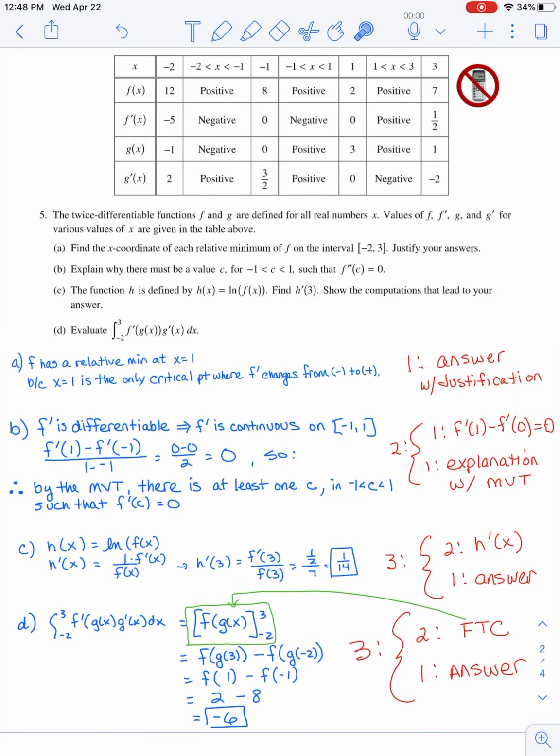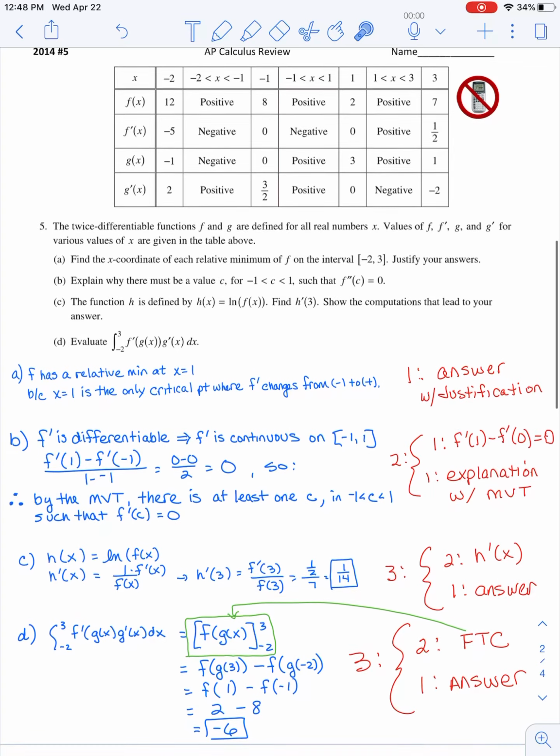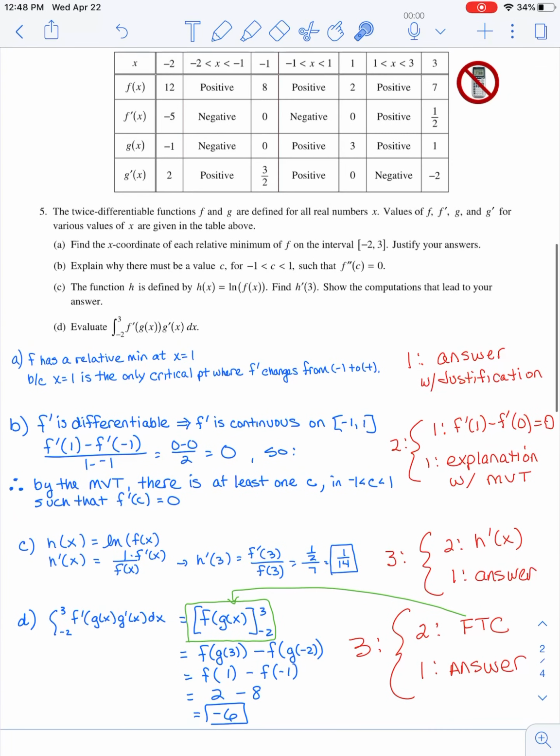Okay, let's take a look at 2014, number 5. Part A. We have a twice differentiable function f and g, and they are defined for all real numbers x. The values for f prime, g, and g prime for the values of x are given in this table, ranging from -2 to +3. They give you the value at -2, and they tell you some things about it in between, -2 and 1. And anyway, we'll get to that.